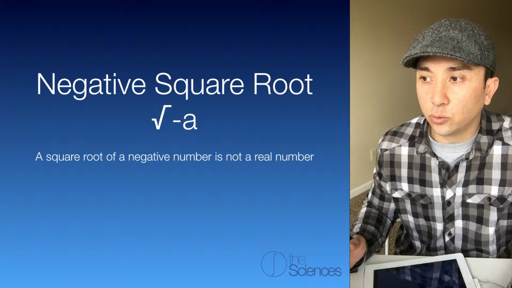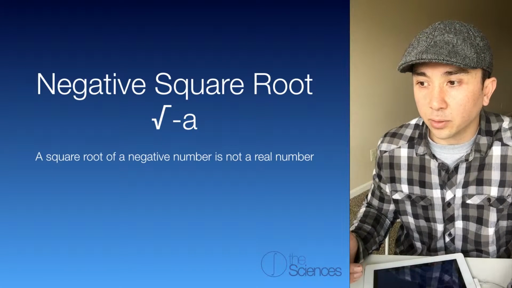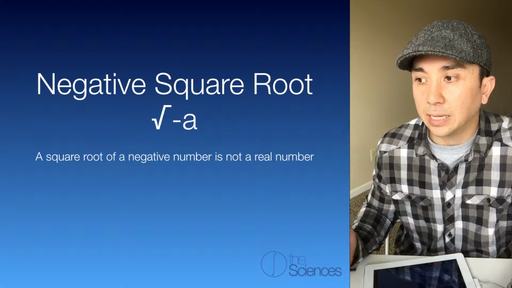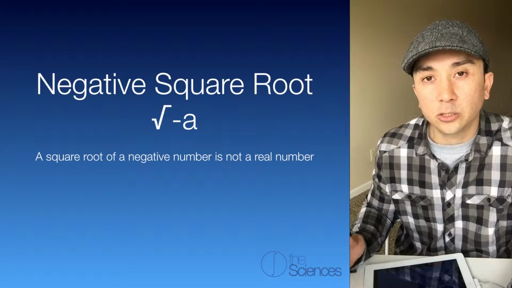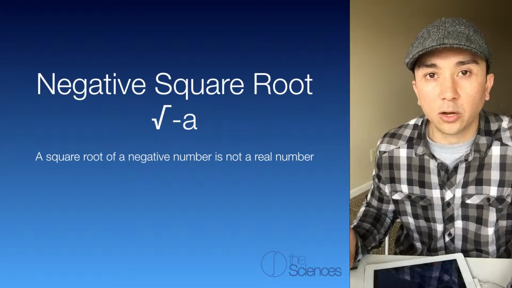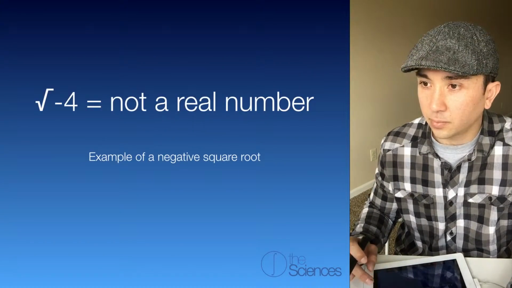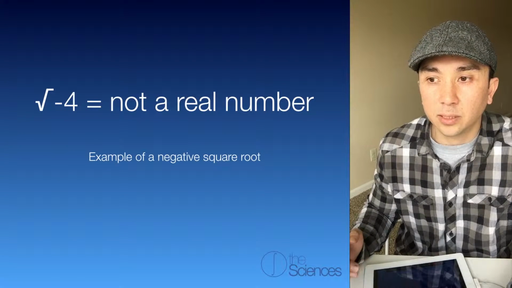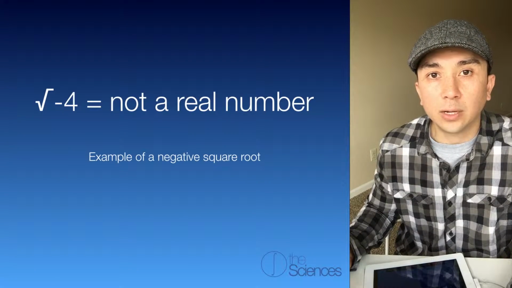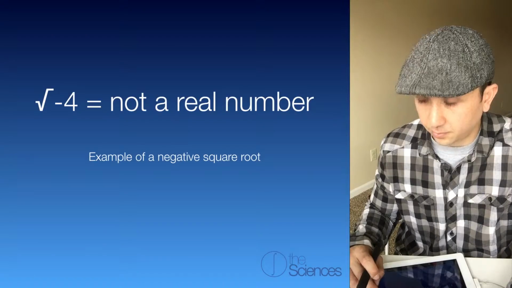Now, the square root of a negative number is not a real number. So you can't take the square root of a negative number. For example, the square root of negative 4 is not a real number.